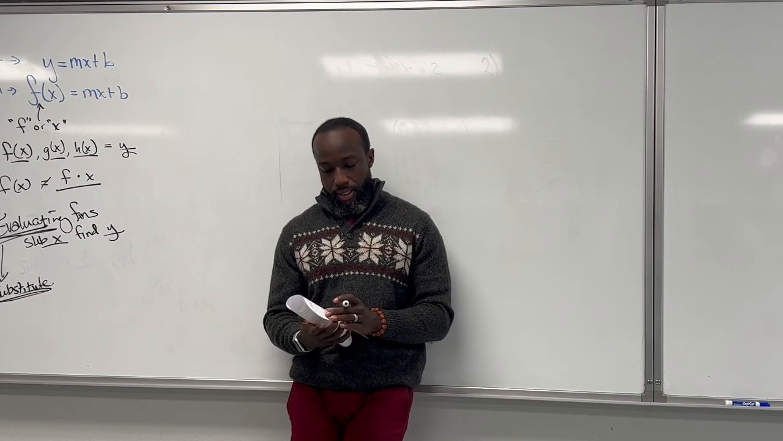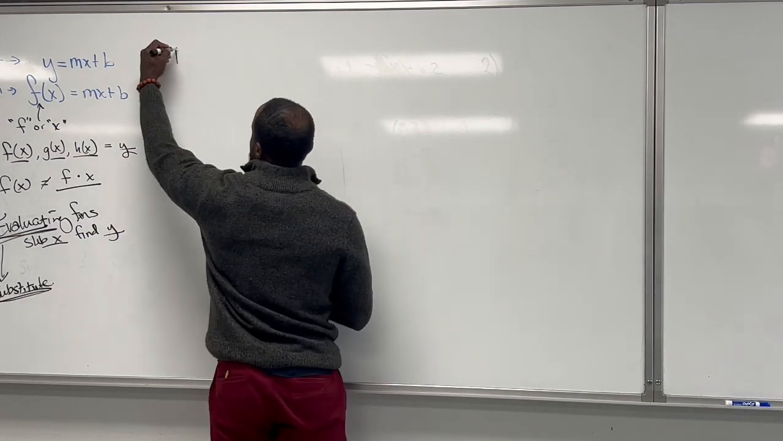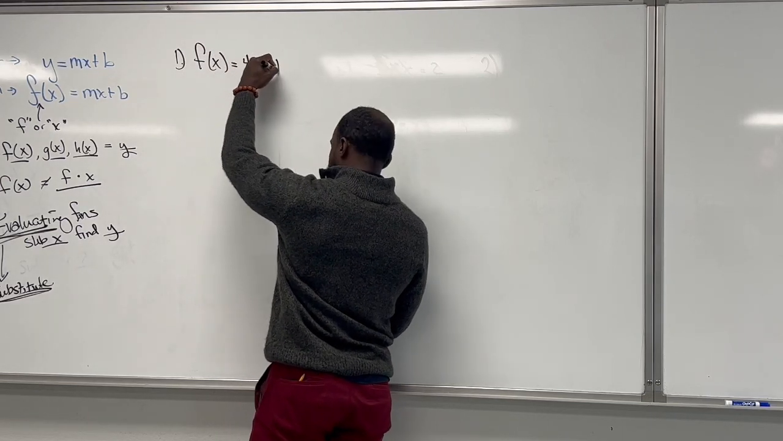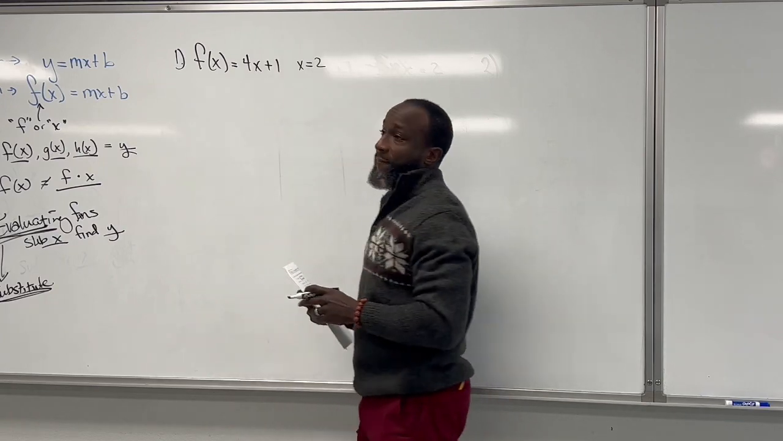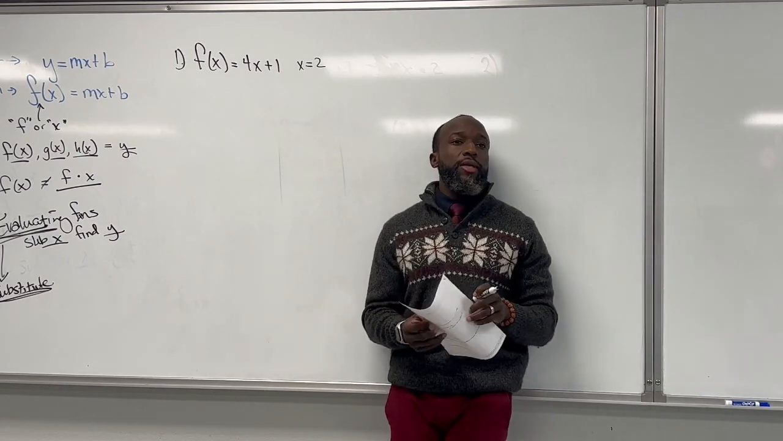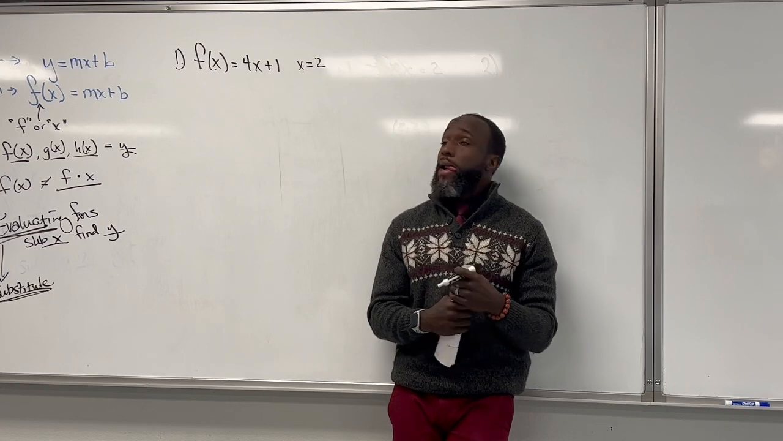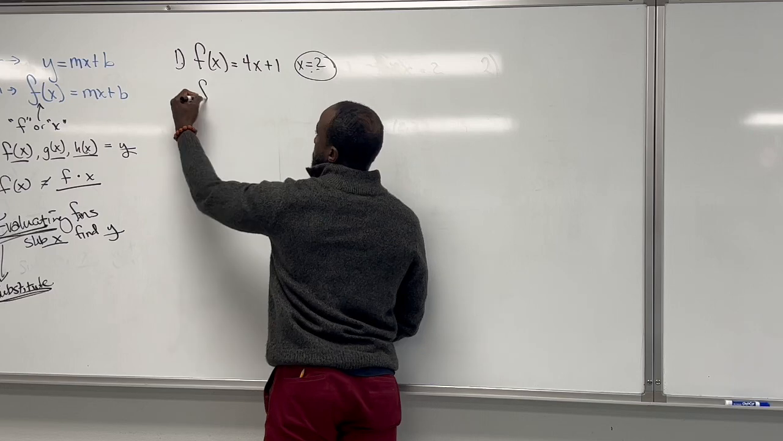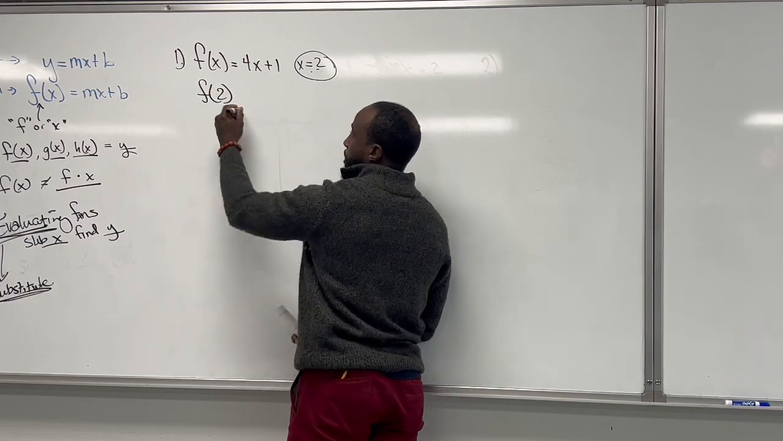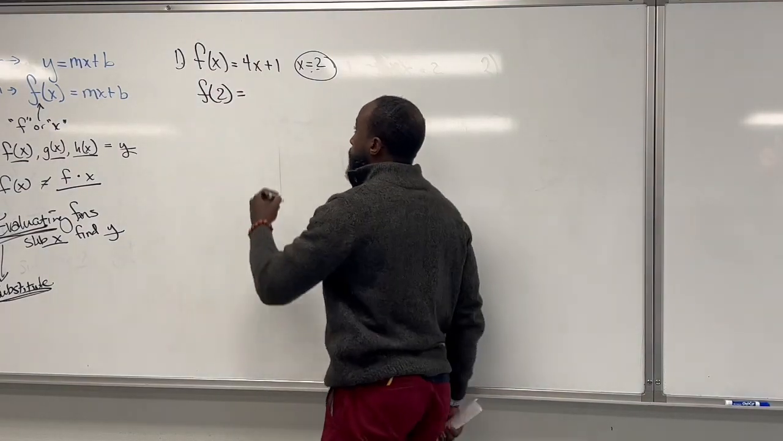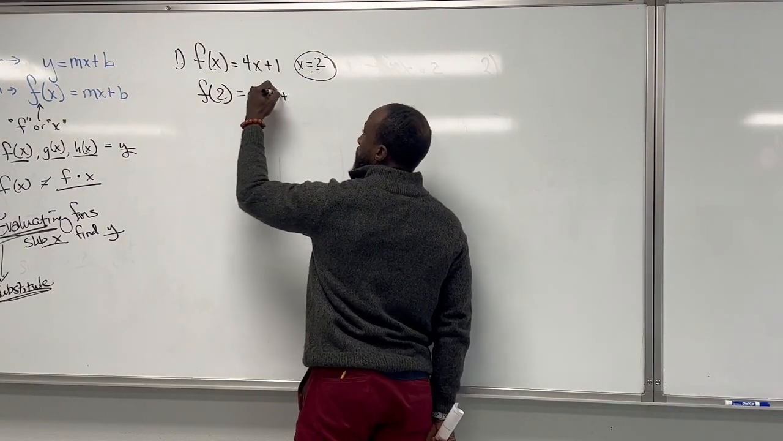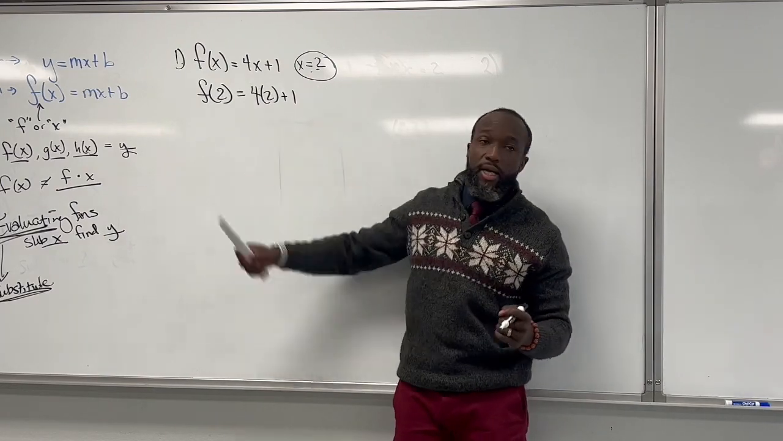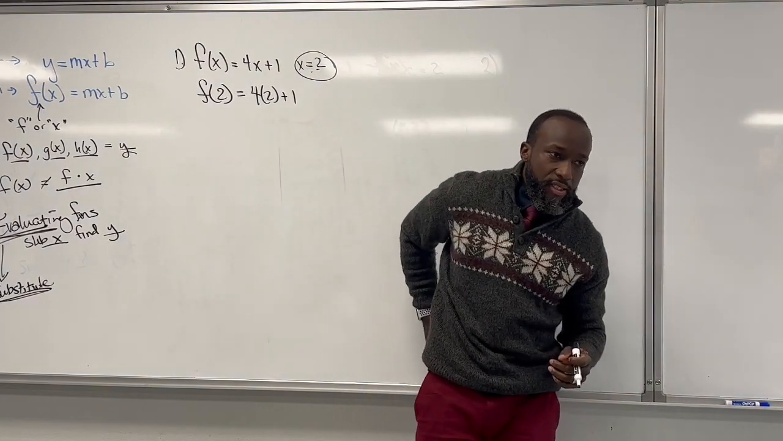All right, number one. You have f of x equals 4x plus 1, where x equals 2. What that means is, wherever you see an x, you're going to put a 2 there. So we can write it down like this: f of 2 equals 4 times 2 plus 1. Again, what we did, Evan, is we put 2 in the place of x.